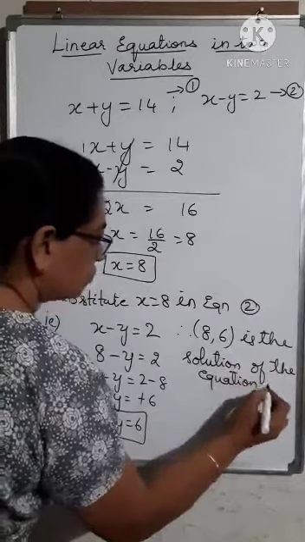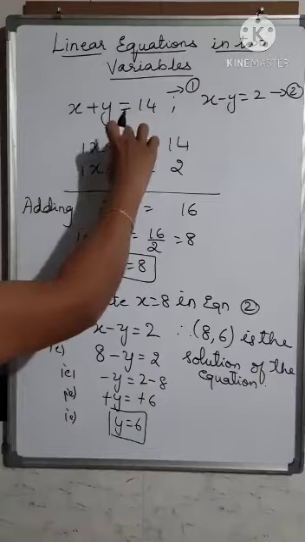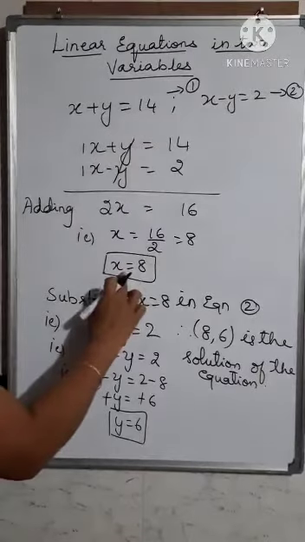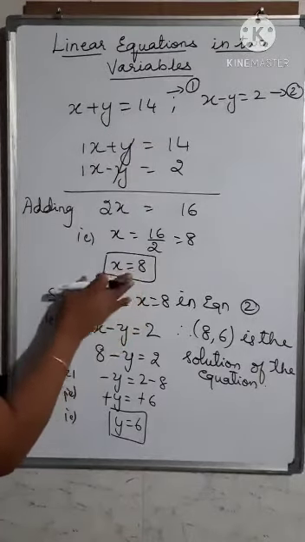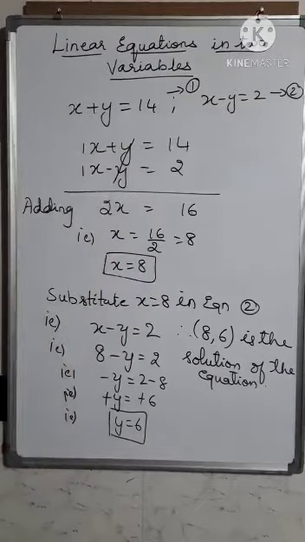So this is how you do it. What you have done here is you have eliminated one variable, you have found out the value of the other variable, then you substituted and found out what is the value of y. So this is how you do it by the elimination method. We'll take one more problem and see how you have to do it by the elimination method.